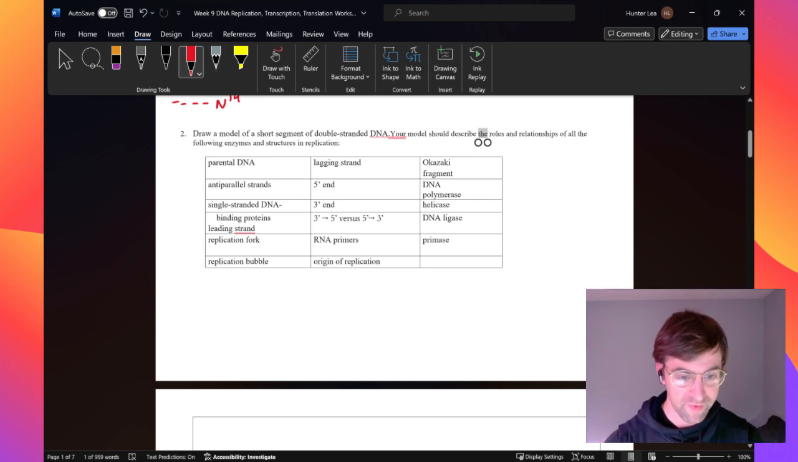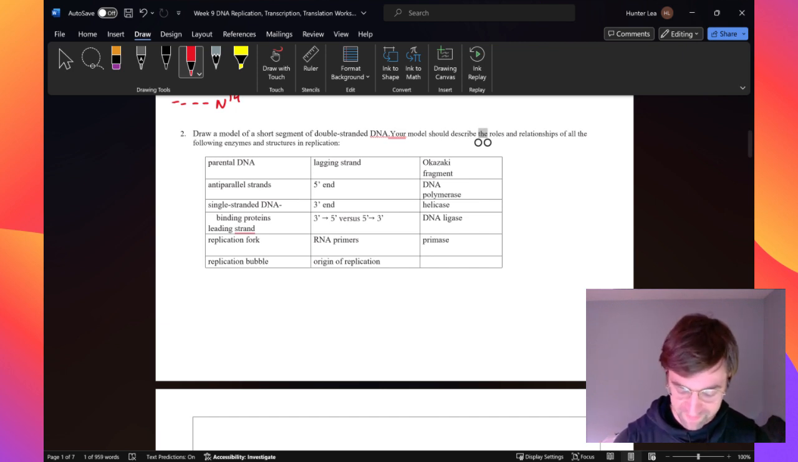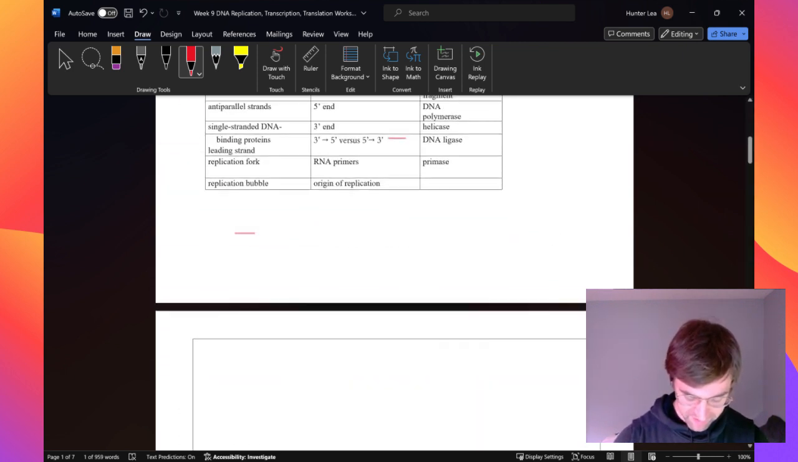Draw a model of a short segment of double-stranded DNA. Your model should describe the roles and relationships of all of the following enzymes and structures in replication. All right, this is a big ask. There's a lot going on. So let's start out.